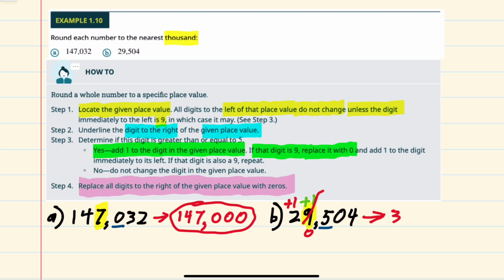The place value we're rounding to is a 0. And then in step 4, replacing the remaining digits with zeros means that we round to 30,000.